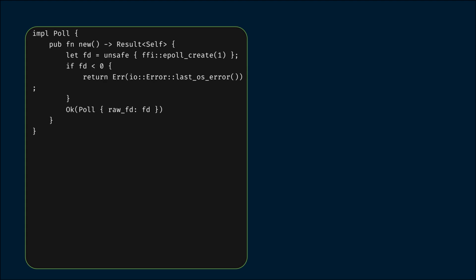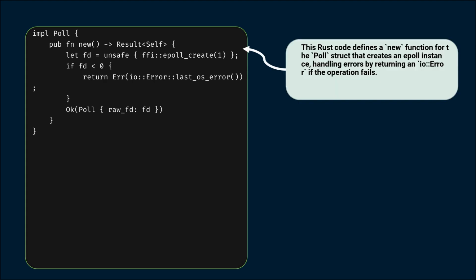Now let's see how we can implement the new method for our Poll struct. This method is crucial as it initializes a new epoll instance by calling epoll_create, a system call that returns a file descriptor. We encapsulate this call within an unsafe block because it directly interacts with the underlying C library, which requires careful handling. The method begins by attempting to create the epoll file descriptor, and if this operation returns a negative value, it indicates an error has occurred.